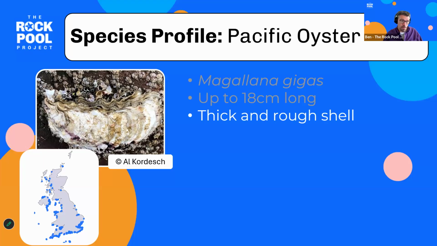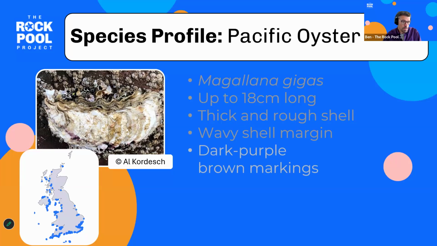They have quite a thick and rough shell. You definitely don't want to be walking around without anything on your feet in rock pools generally, but this is one of the things that could get you. So they do have quite sharp edges and a very wavy shell. And coloration wise, this picture doesn't really show it too much, but they can have these sort of dark purple markings, brown markings on them, particularly when they're young.